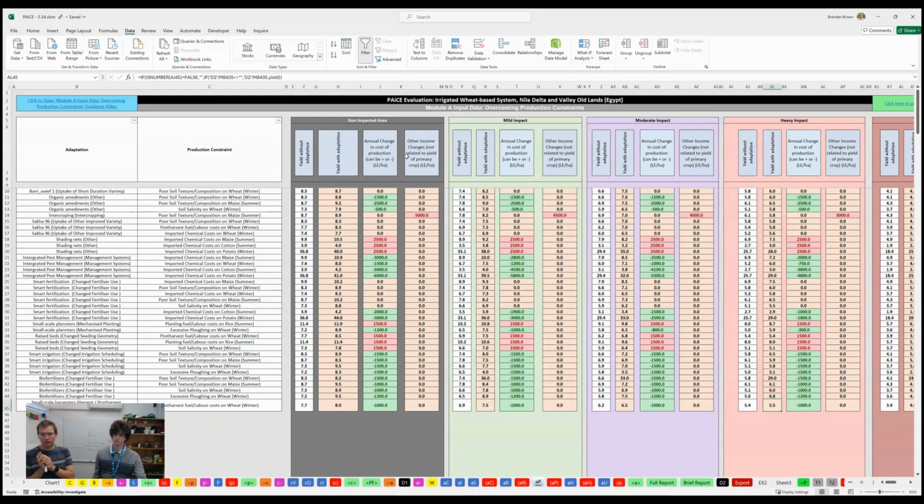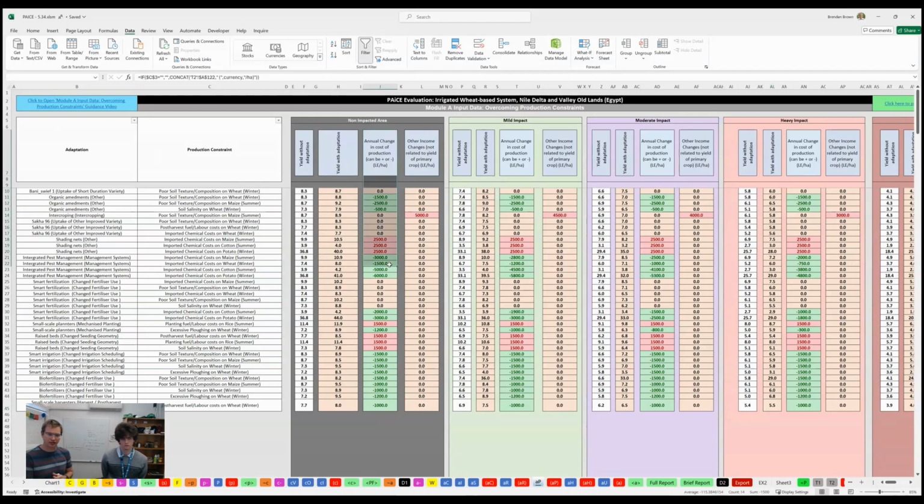Income is really only relevant to the crop diversification options. It's not relevant. Your income doesn't change for nearly every other type of adaptation. So most of the time that's going to be zero. You really only consider it for the diversification options.